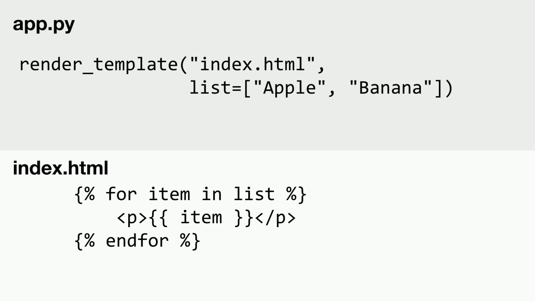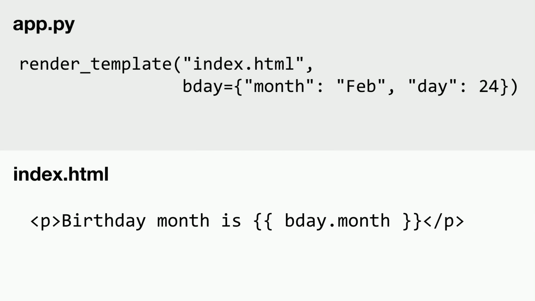We can also pass in lists, for example. So if I had some page index.html and I passed in a list, then on the HTML side, I can do this Jinja for loop, where we loop through each item in the list, and then maybe for each item, we have just a paragraph tag. So this would print out apple and banana on the HTML side. We can also do dictionaries. So if I have a birthday dictionary, I can use the dot notation as well in Jinja and have birthday month is, and then the birthday month, which is Feb. So that would show birthday month is Feb on the HTML side.